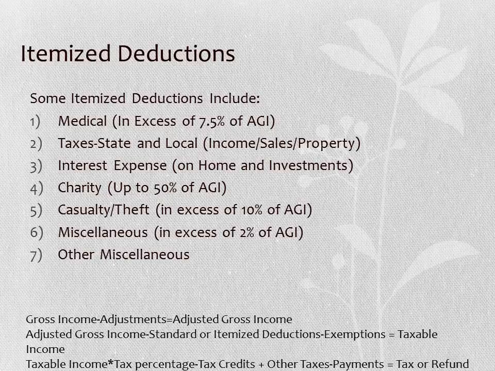And also there's state tax and local tax, and this is from income, sales, and property. Interest expense on home and investment. Charity, you can deduct up to 50% of your AGI. Casualty and theft in excess of 10% of AGI. Miscellaneous in excess of 2% of AGI. And other miscellaneous.